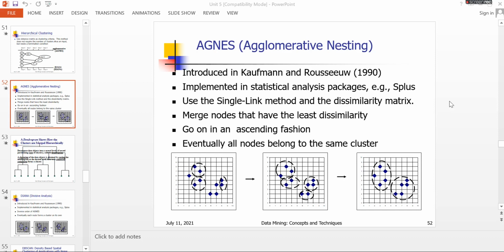So you see, it is simply the generalization property of DBMS. In DBMS we will see in the ER model, the generalization property resembles that. You go on in an ascending fashion from bottom to up. Eventually all nodes belong to the same cluster. So until all similar nodes belong to a single cluster, up to that you have to proceed.